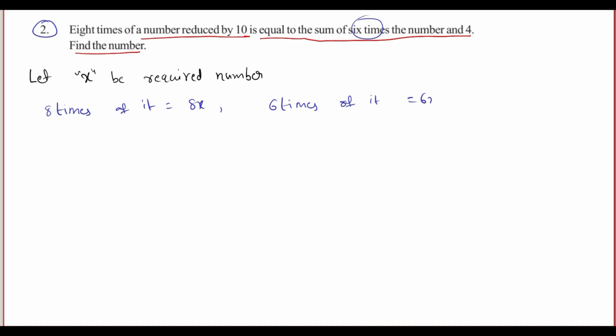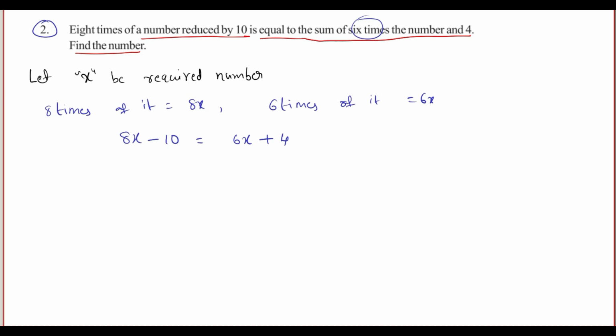x is equal to 6x. And what is the relation between this 8 times x and 6 times x? It means when we reduce 8 times x by 10, that means I'm subtracting 10 from 8 times x, that gives the sum of 4 and 6 times the number. It means 8x minus 10 is equal to 6x plus 4.